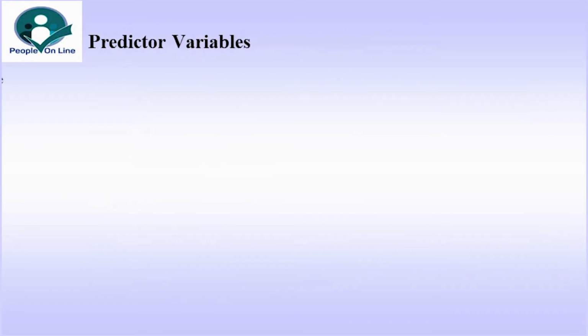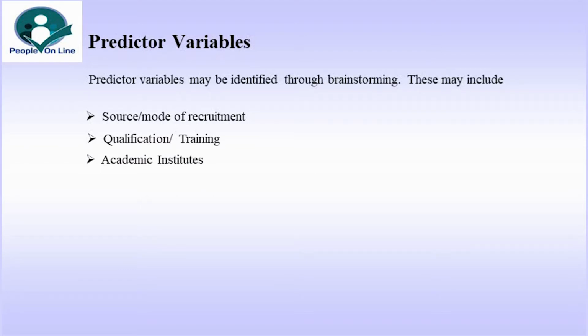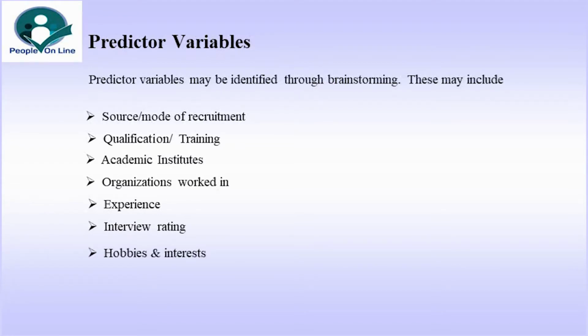Predictive variables. Predictive variables may be identified through brainstorming. They may include source or mode of recruitment, qualification or training, academic institutes, organizations worked in, experience, interview rating, hobbies and interests, place of origin, and there could be many more.